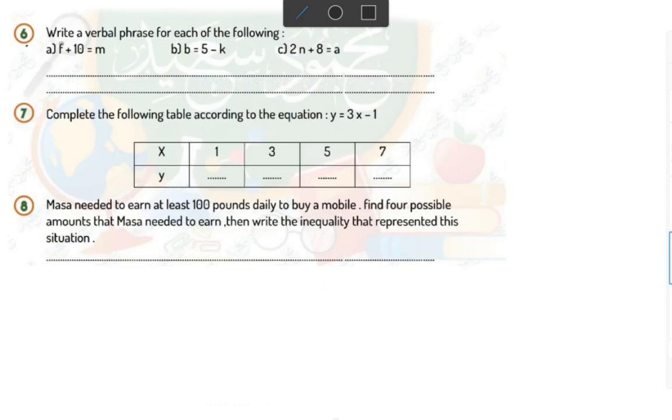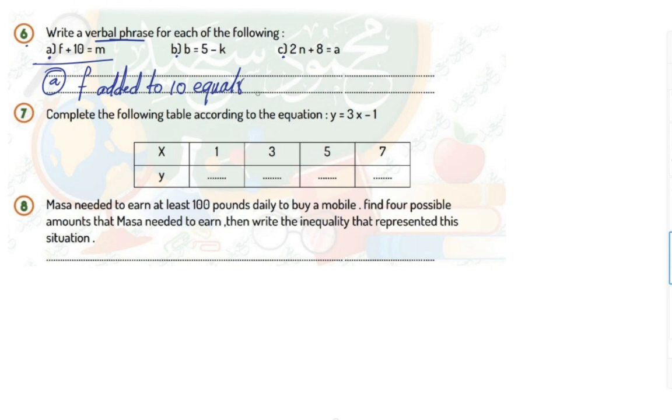He asked us to write a verbal phrase. Write what? Write a verbal phrase for the following. We have 3 points, A and B and C. Look at A. A is an equation, F plus 10 equals M. How to write it with words? I can say F added to 10 equals M. We finished. Okay.